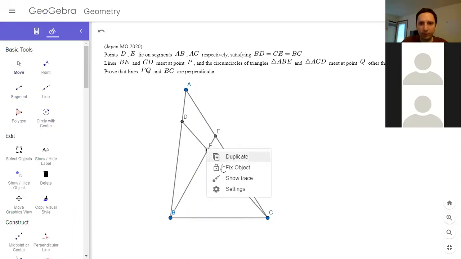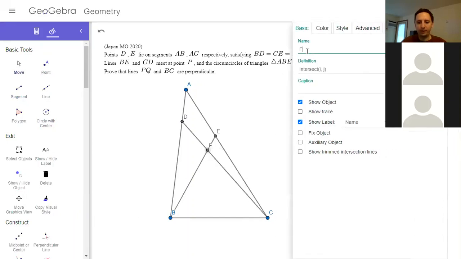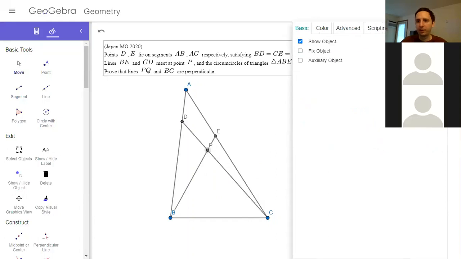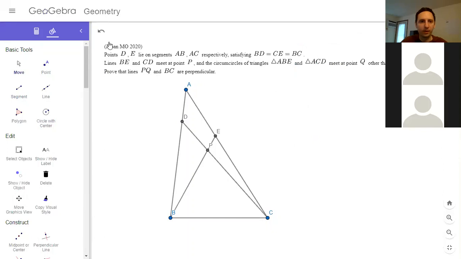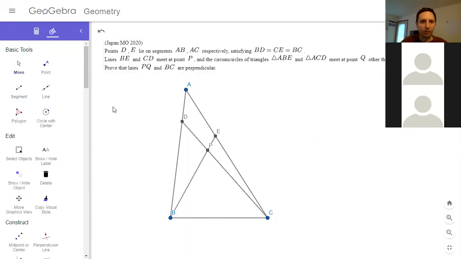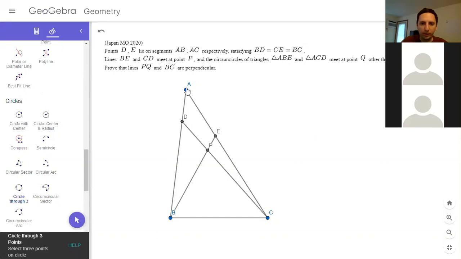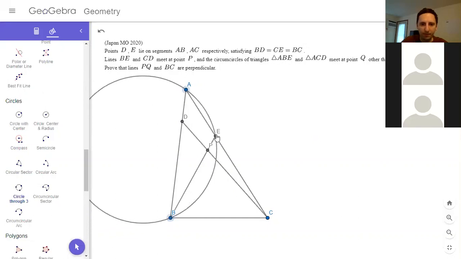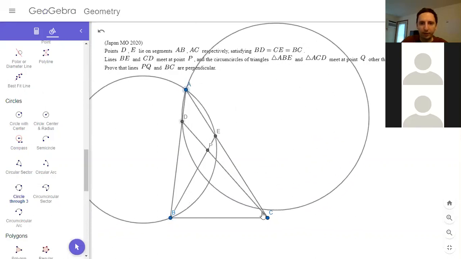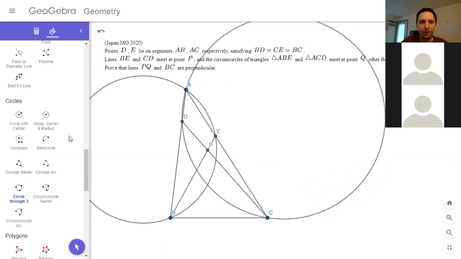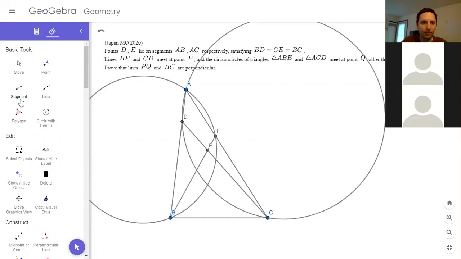And then we draw the circumcircles of ABE and ACD. Whoops. That's point P. Let me draw those two circumcircles. So ABE, ACD is probably going to intersect the problem, but oh well. And they meet at a point Q. And we want to show that PQ and BC are perpendicular.